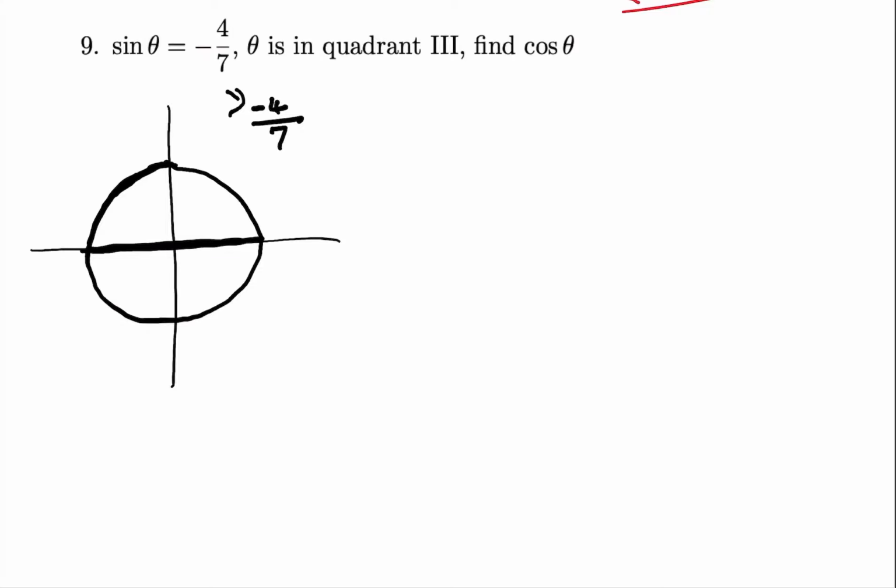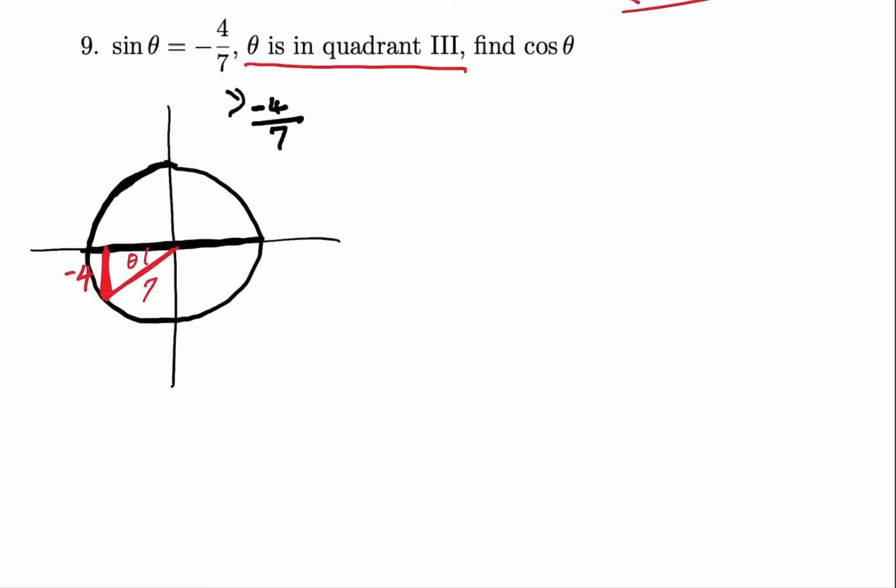And theta is in the third quadrant. So maybe the angle is somewhere here. And this distance right here is 4, but it will be negative 4 since it's going down. And this segment, the length is 7, this is the radius. Again, we're measuring this length, and we divide by radius length to see how many radii we need to cover this distance. So here's the theta.